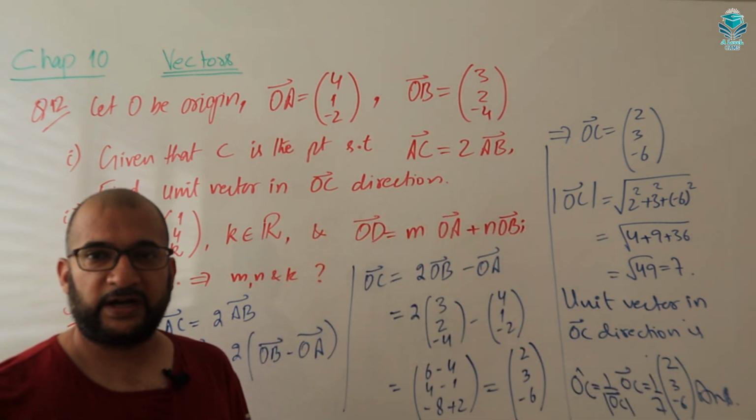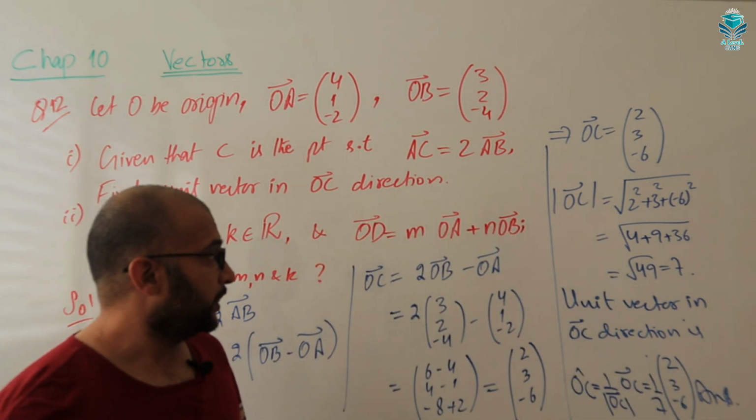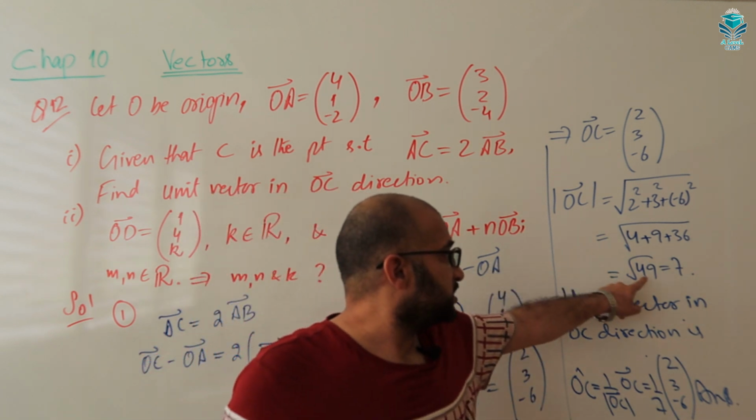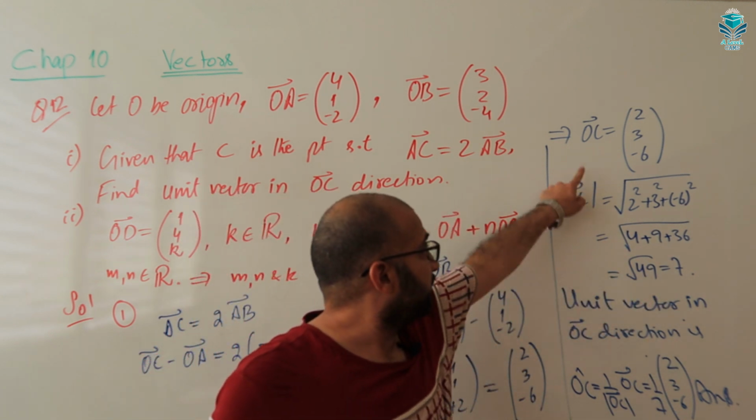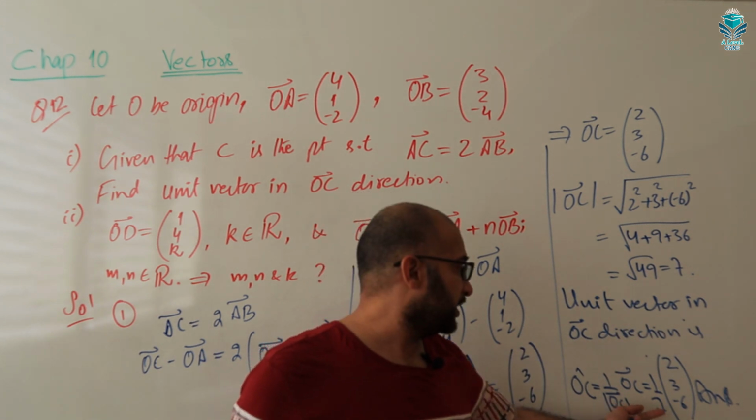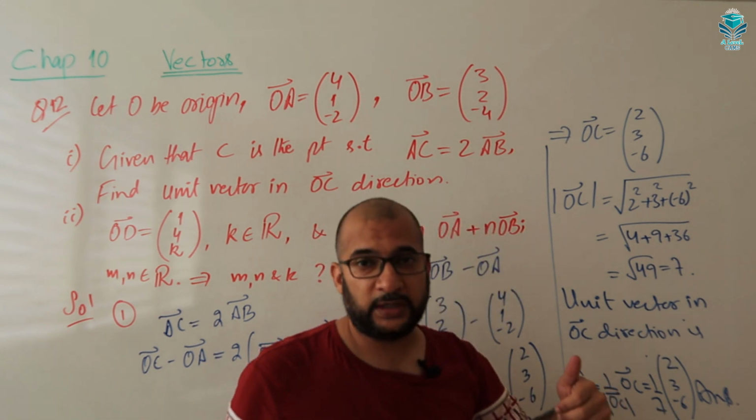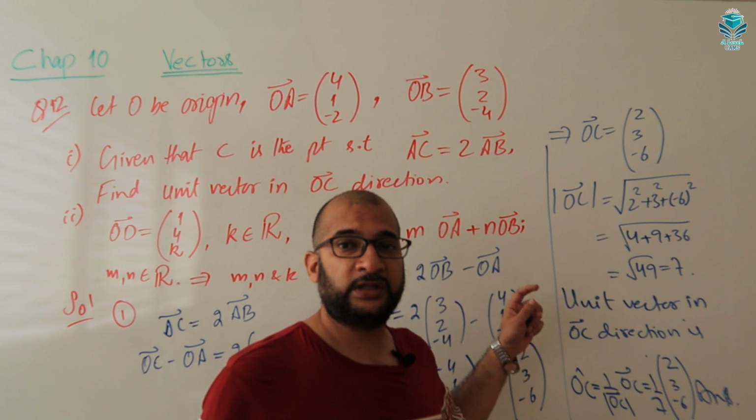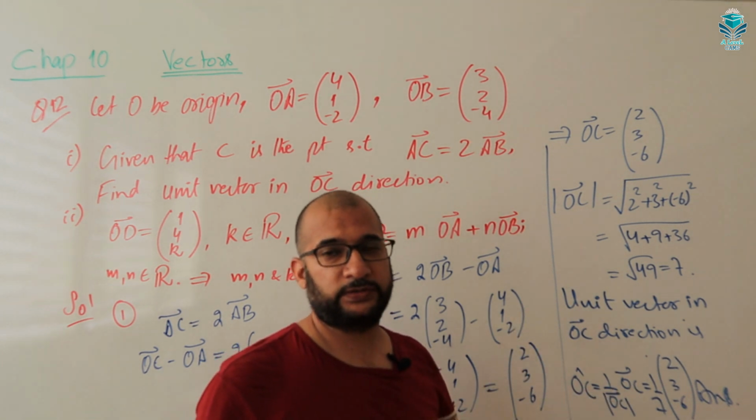The unit vector is defined as the vector divided by its magnitude. So we have to find its magnitude, which is 7, and we divide the vector OC by its magnitude, you will get the unit vector. If you take the magnitude of this one, you will get 1. So it means this is a vector in the direction of AC, which is unit.